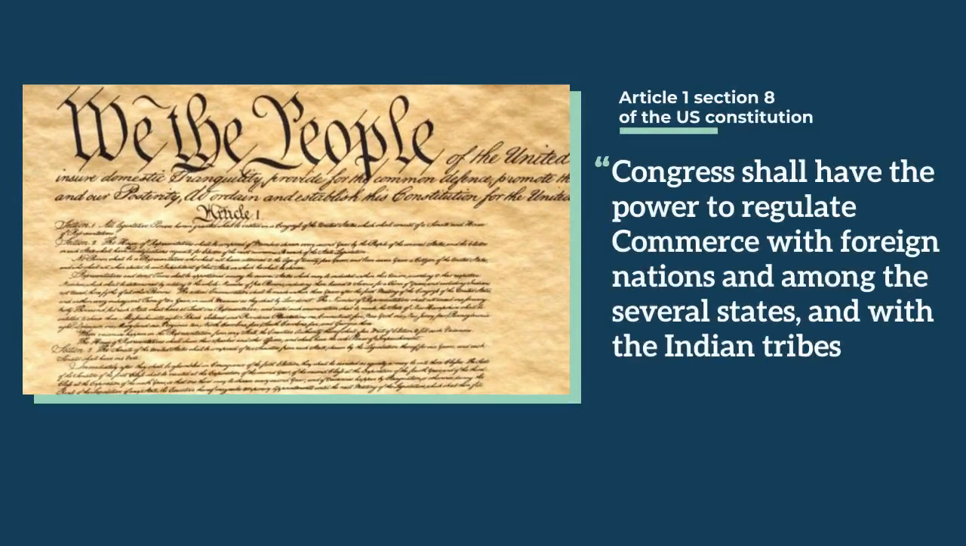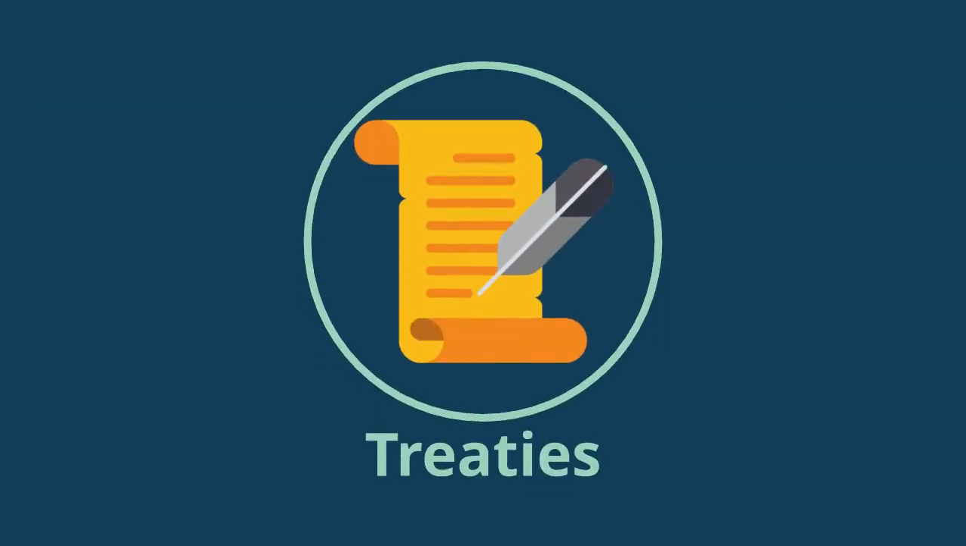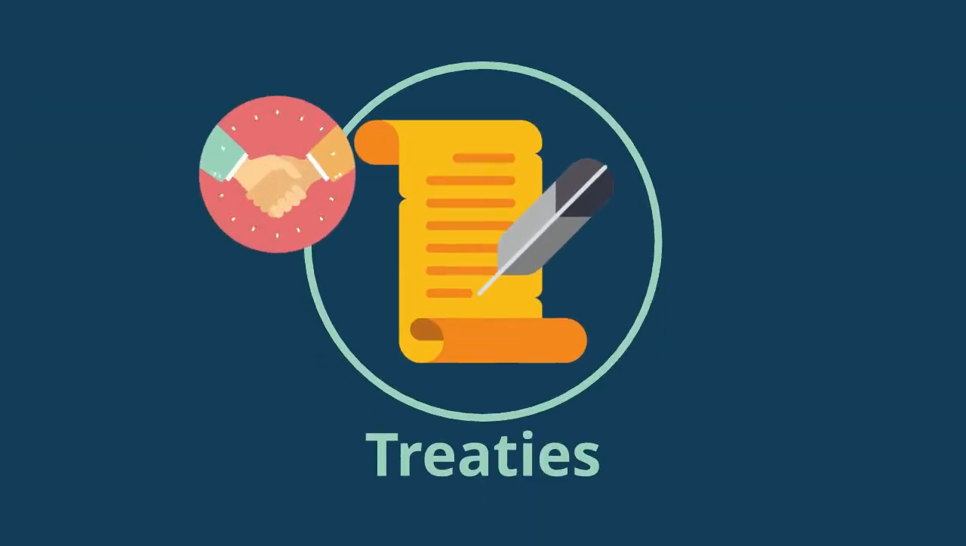Article 1, Section 8 of the U.S. Constitution explains that Congress shall have the power to regulate commerce with foreign nations and among the several states and with the Indian tribes. This statement established Native American communities as existing separately from the United States and became the basis of what is now known as tribal sovereignty. Treaties are legally binding agreements between Native peoples and the federal government.